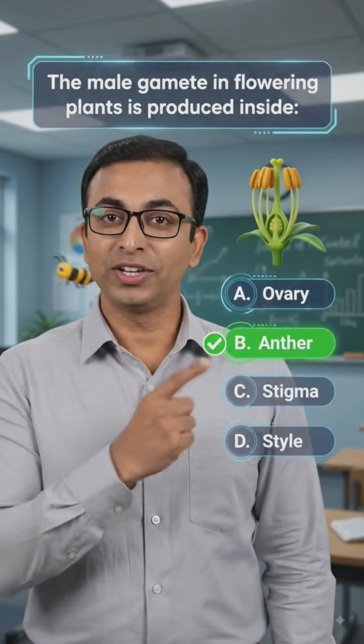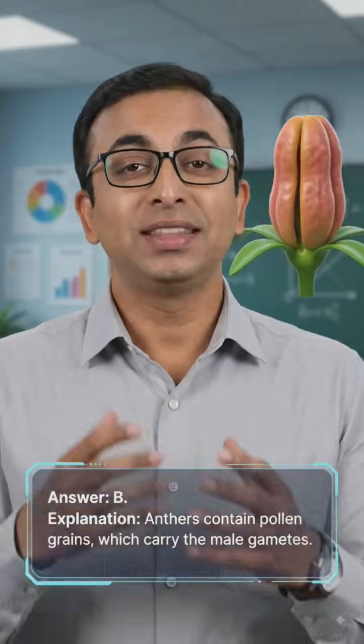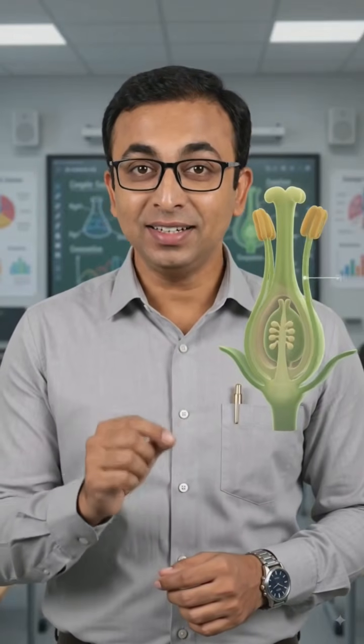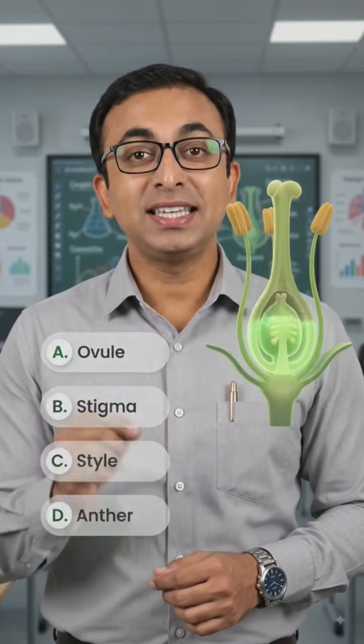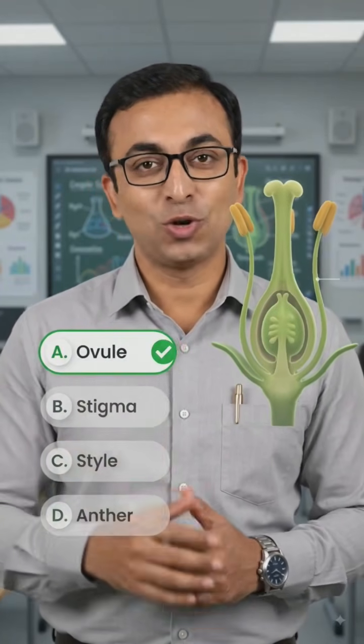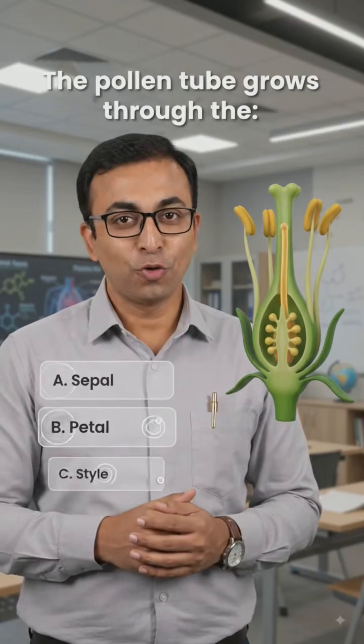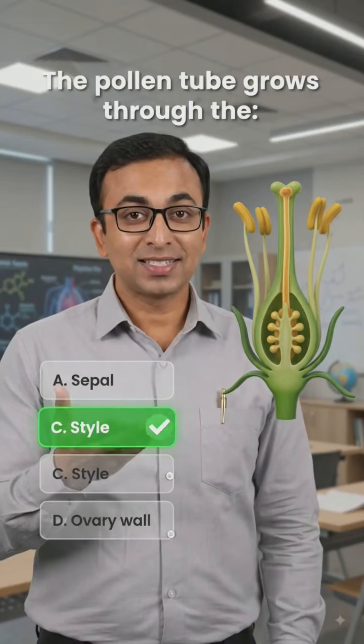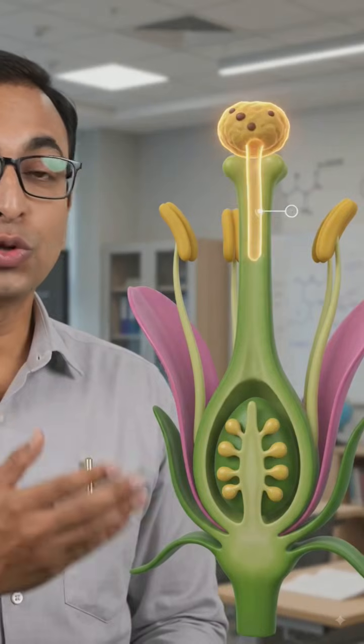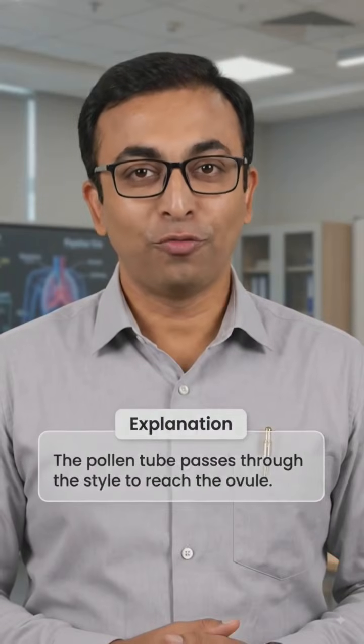Anthers contain pollen grains. These carry the male gametes. The female gamete is present inside the ovule, which contains the embryo sac, where the egg cell is located. The pollen tube grows through what? Here are the 4 options. The correct answer is C. It grows through the style to reach the ovule.